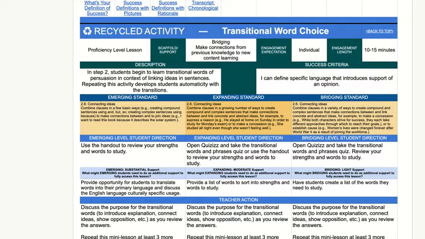In addition to different styles of lesson, you'll see what scaffolded support. You'll see the engagement expectation. Is this individual? Is it a whole class? Or is it a small group lesson?